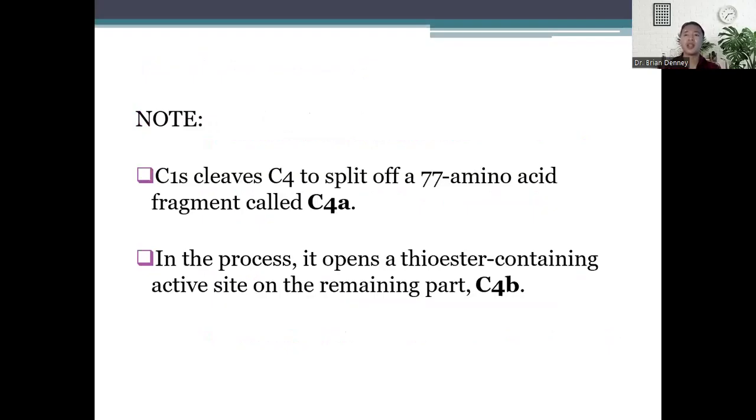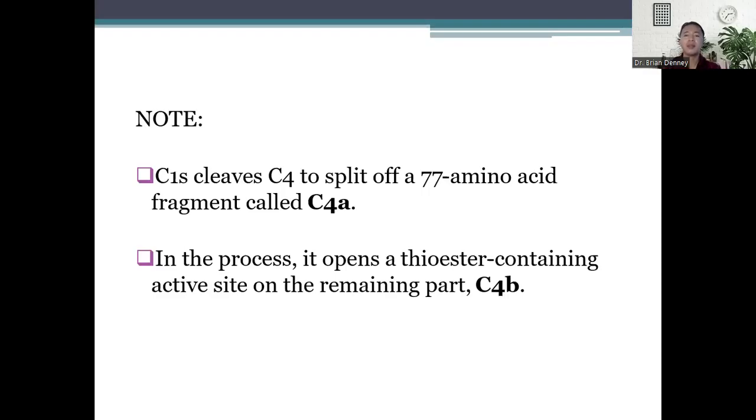So again, I mentioned that the activated C1S would actually cause cleavage or proteolysis of your C4. And cleavage or proteolysis of your C4 component will actually produce how many fragments? I mentioned this already, 2 fragments. And what are these fragments? The A and the B fragment. The A fragment is called C4a, whereas the B fragment is called C4b.